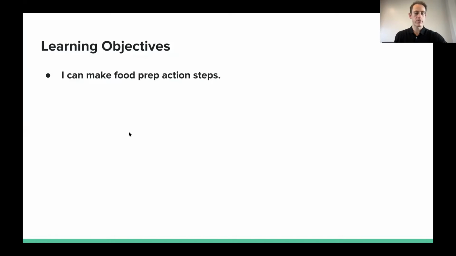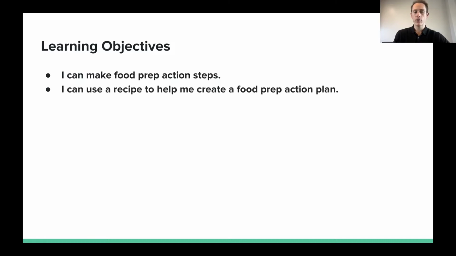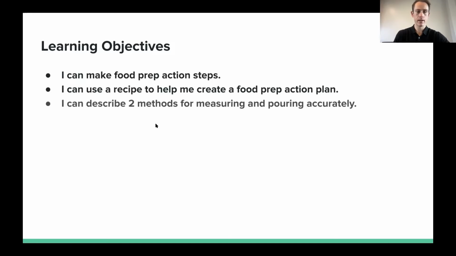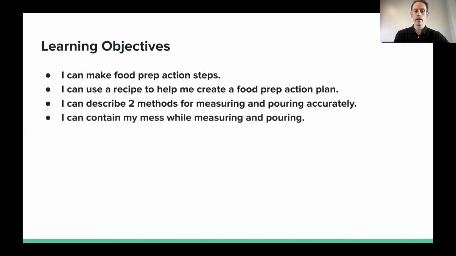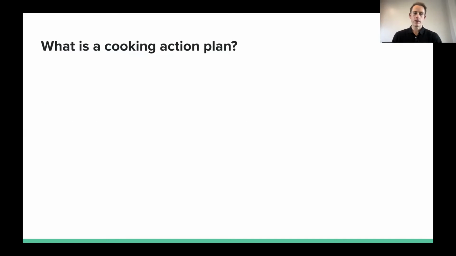So the learning objectives for this lesson that I want to make sure that everyone can understand or be able to do by the end of this is that I can make food prep action steps. Second one, I can use a recipe to help me create a food prep action plan. I can describe 2 methods for measuring and pouring accurately. I can contain my mess while measuring and pouring. Okay, so let's get a start on those objectives.